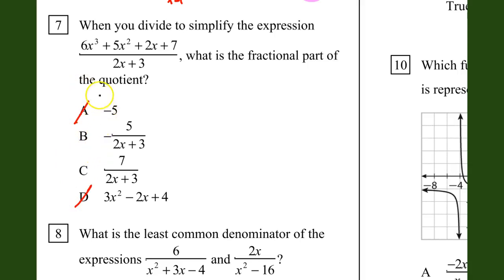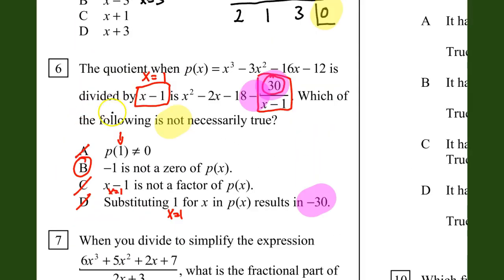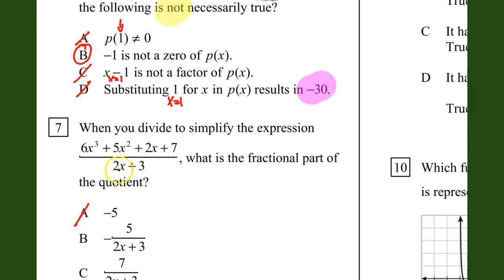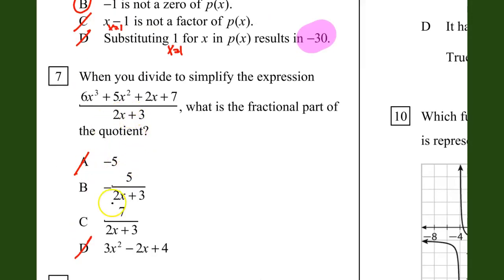Another way of looking at that is that, look at the one before, you'll notice that if we divide it by x minus 1, the fractional part of the quotient right here has an x minus 1 on the bottom. Those will always match, what you're dividing with, and this part on the bottom. So we have a 2x plus 3 on the bottom, so it makes sense the fractional part of our quotient should have that on the bottom as well. So we just need to do the work here and see what we get.